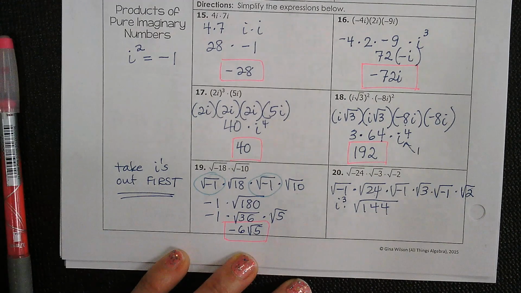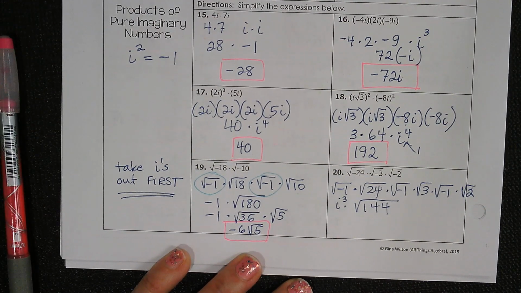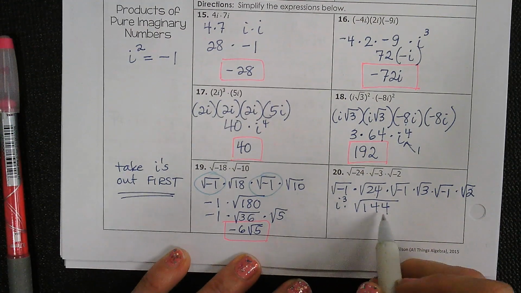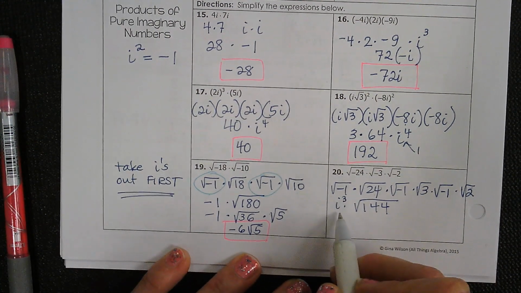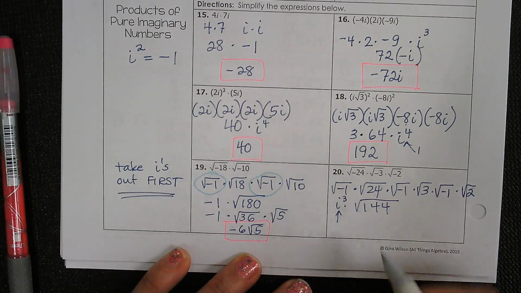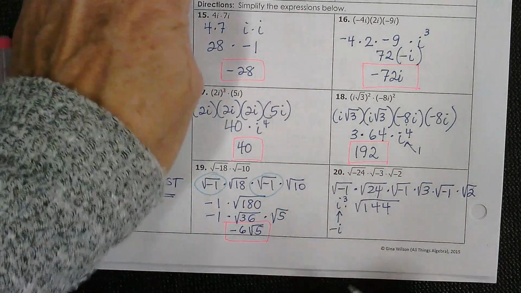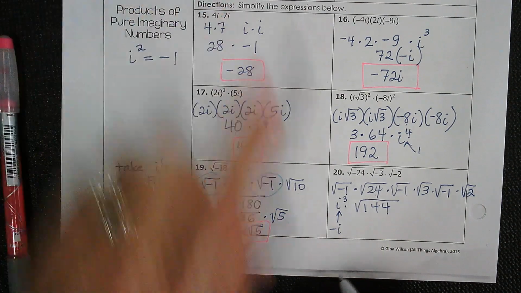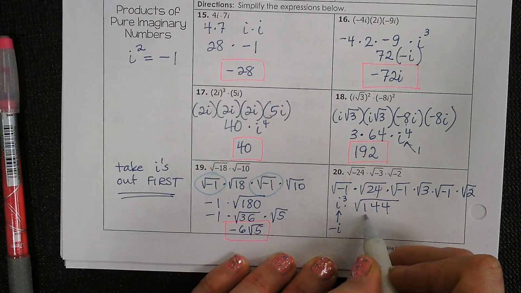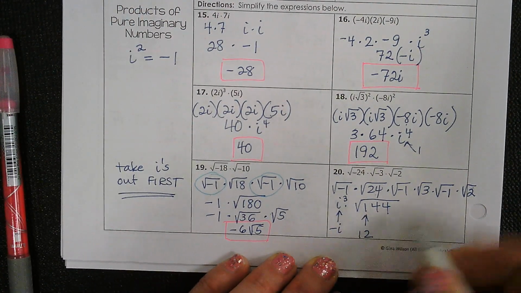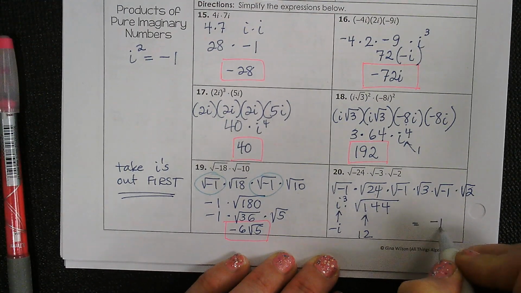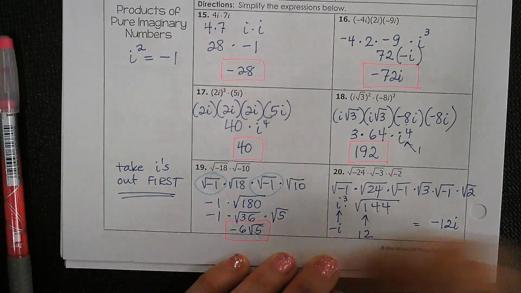Oh, look at that. I like that. That's very good. What is the root of 144? 12. Right? 12 times 12 is 144. What is i cubed? -i. So you just look up at your little chart, your pattern. You'll follow that pattern. And then this is 12. Right? So your final answer is -12i.